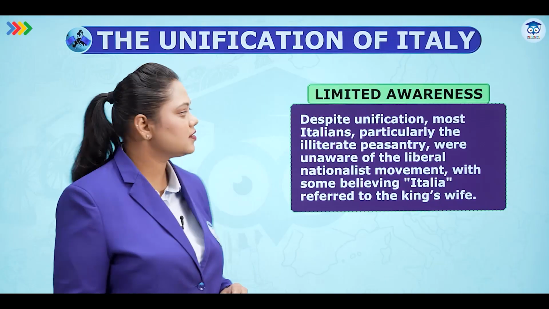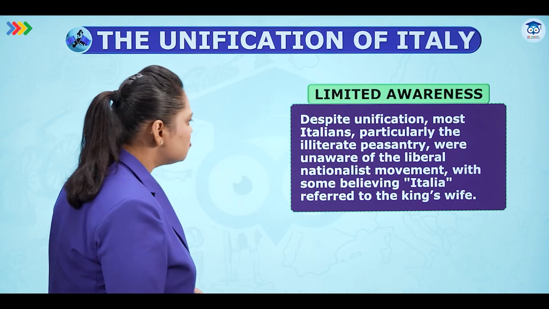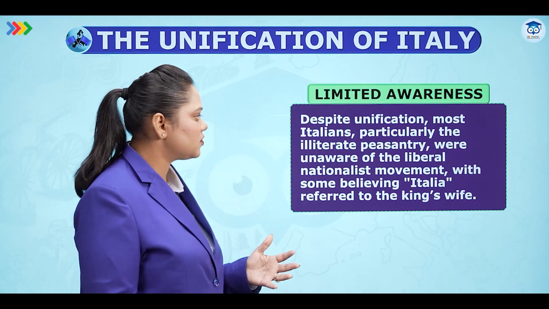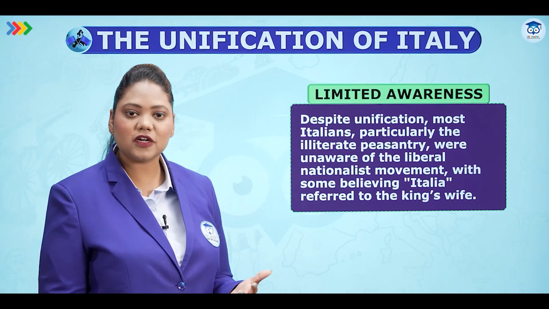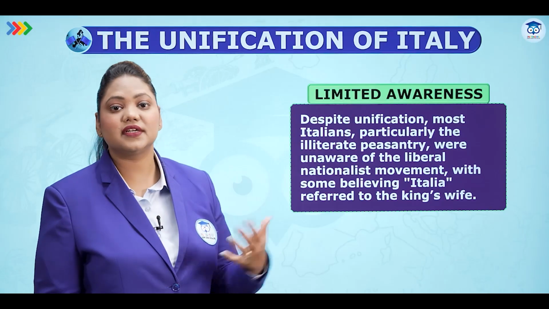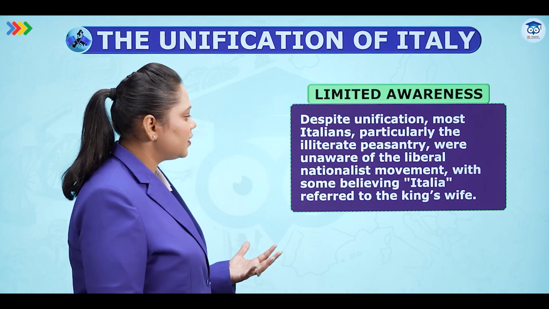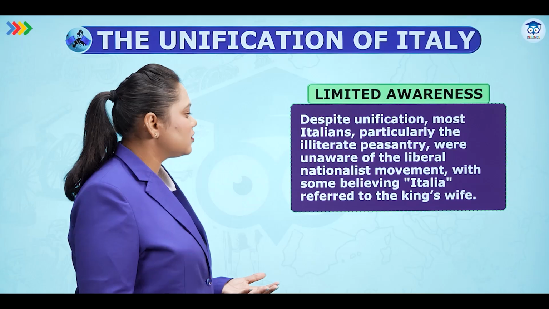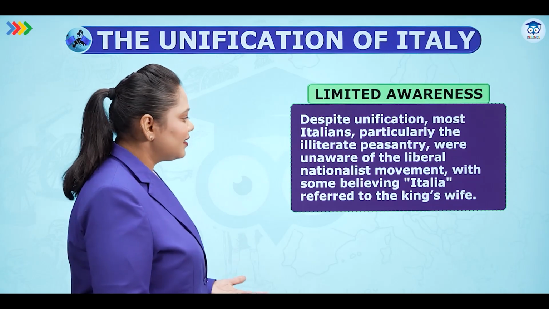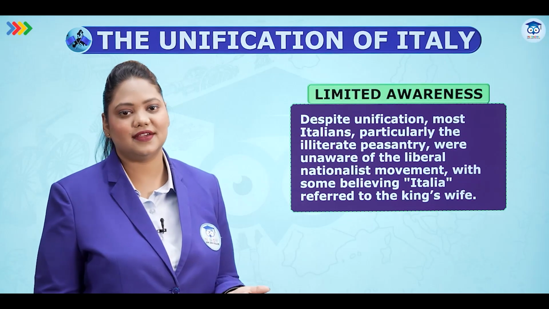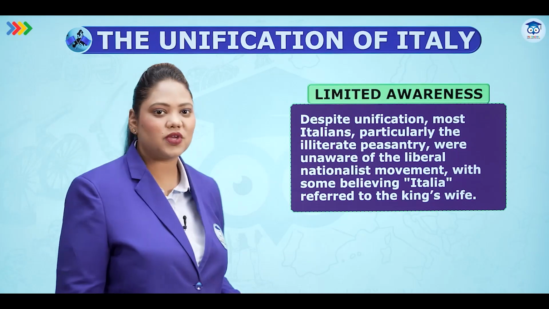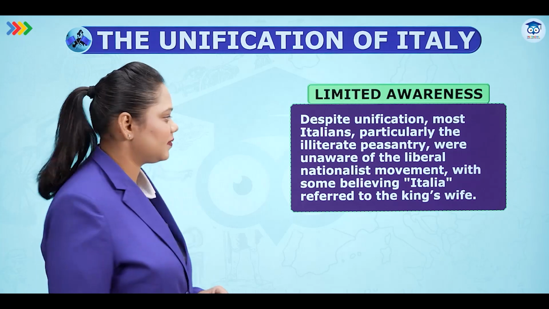Let's see limited awareness. Despite unification, most Italians, particularly the illiterate peasantry, did not know what was happening. They thought they were a part of Italy, but they did not understand that Italian was diversified. They were unaware of the liberal nationalist movement, with some believing that Italia was actually the king's wife, that is La Italia. But Italia was the language of the state.